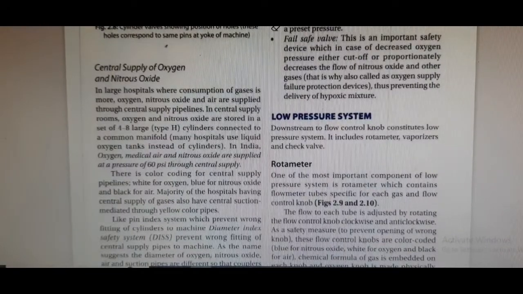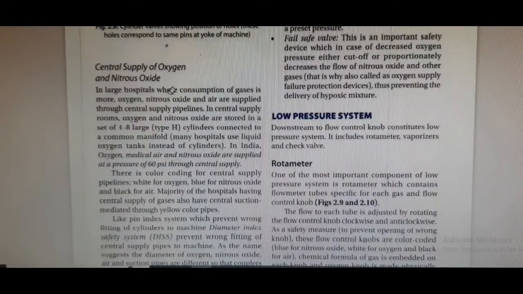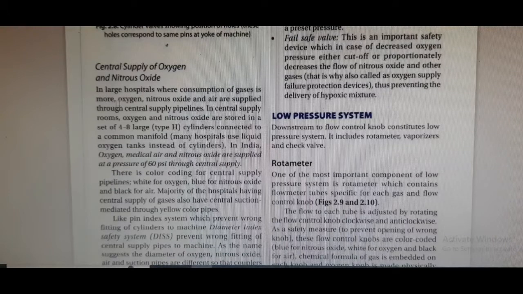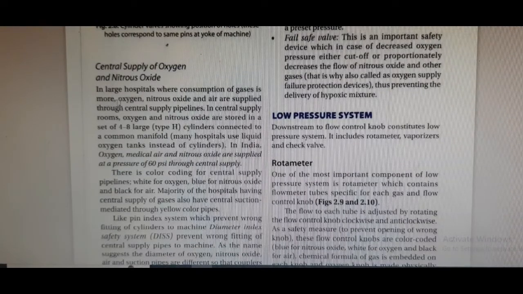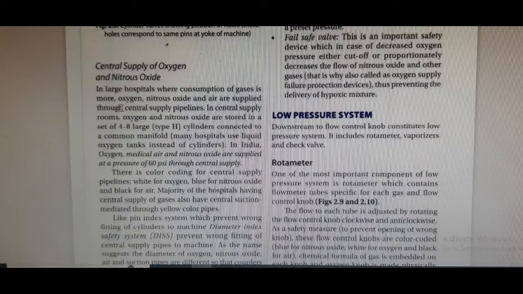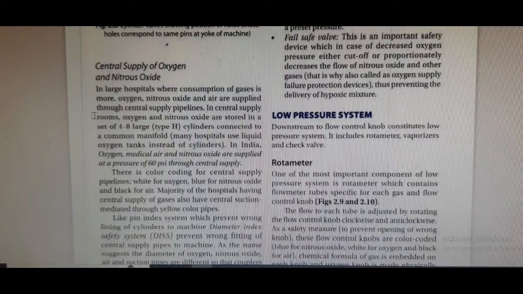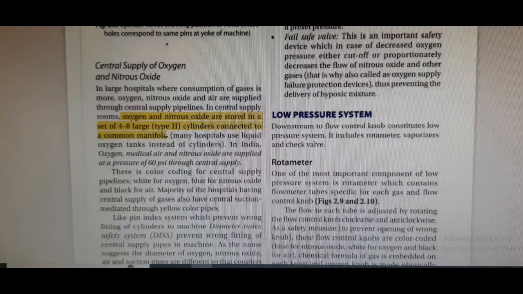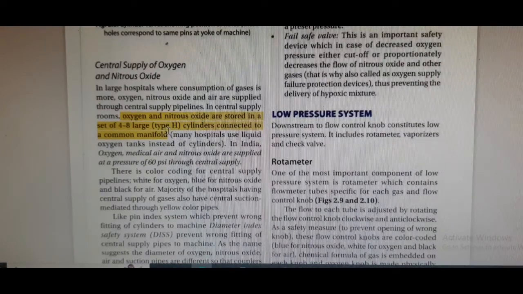Okay. So, central supply of oxygen and nitrous oxide: in large hospitals where consumption of gases is more, oxygen, nitrous oxide, and air are supplied through central supply pipelines. In central supply rooms, oxygen and nitrous oxide are stored in a set of 4 to 8 large cylinders connected to a common manifold. Many hospitals use a liquid oxygen tank instead of cylinders.